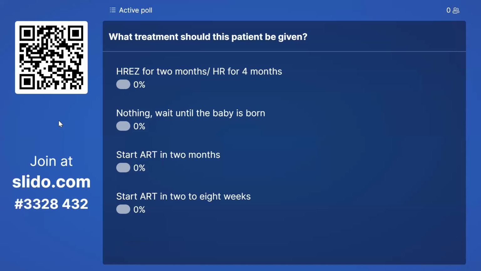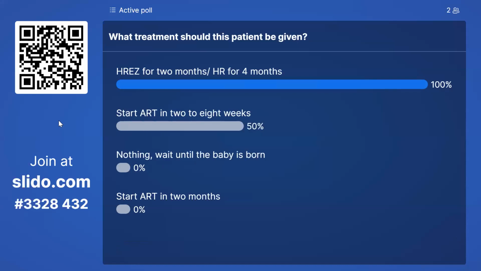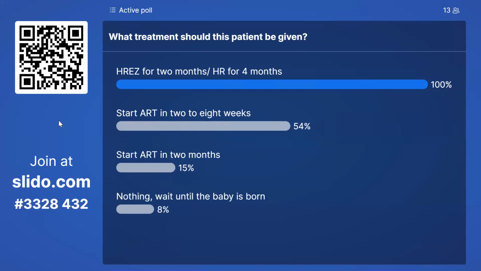So in this question, you can answer more than one. You can answer a couple of answers, and they tie into how long, and when we start both antiretroviral therapy and TB treatment. So we can either give her standard treatment for 6 months, so 2 months of 4 drugs and 4 months of 2 drugs. And then the next question is, when do we want to start her antiretroviral therapy?